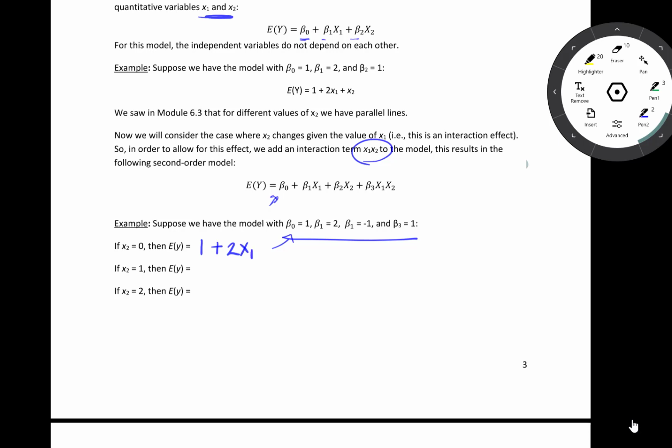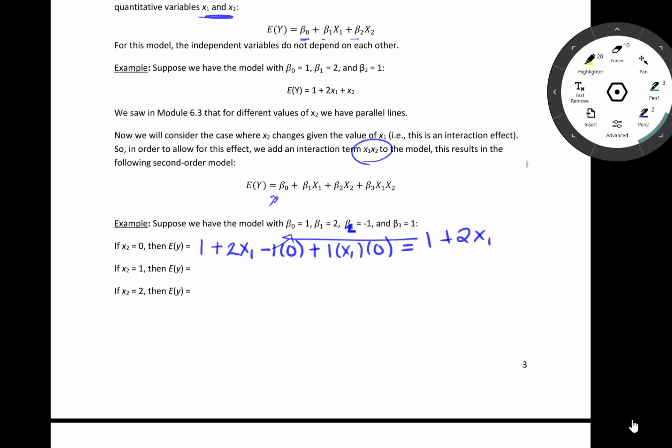Oh, I just realized there's a typo here. This is a beta 2, not a beta 1. I'll fix that in your notes. Then we're going to have minus 1 times x2, but we just said that x2 is equal to 0, plus beta 3, which is 1, times x1 times x2, which again is equal to 0. So notice this is going to be equal to 1 plus 2x1.